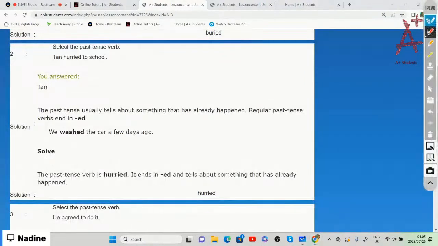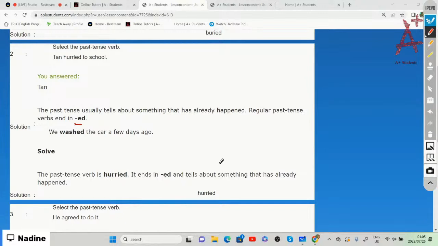All right, so past tense, right? The past tense usually tells about something that has happened already, right? So in the past, it means that it happened already, right? And regular past tense verbs, we form by adding an ed, right?